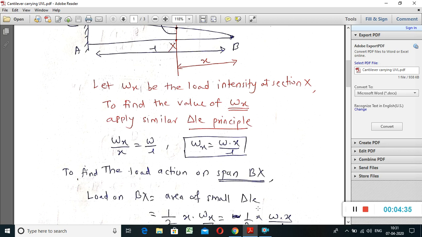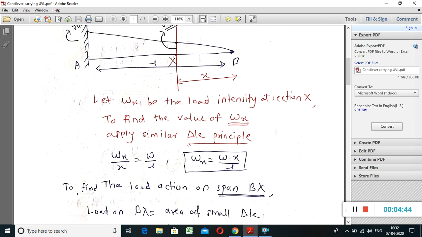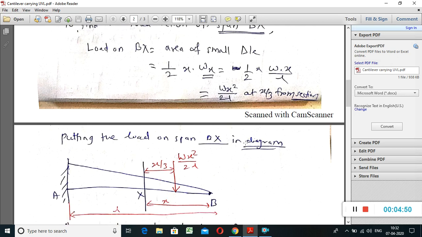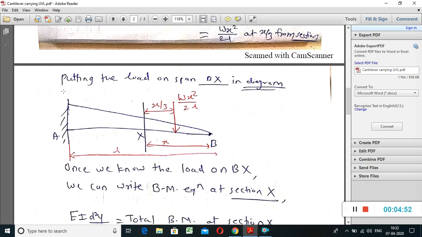So I suggest all of you to keep a pen and notebook with you when you watch the video so that you can simultaneously write it. I will now move to the next step after finding the total load on the right part of the section, on the span Bx. Now, to simplify this, I have again drawn the diagram. Again the same cantilever is shown.